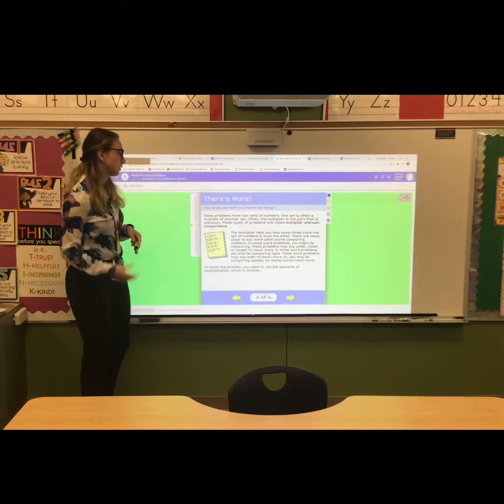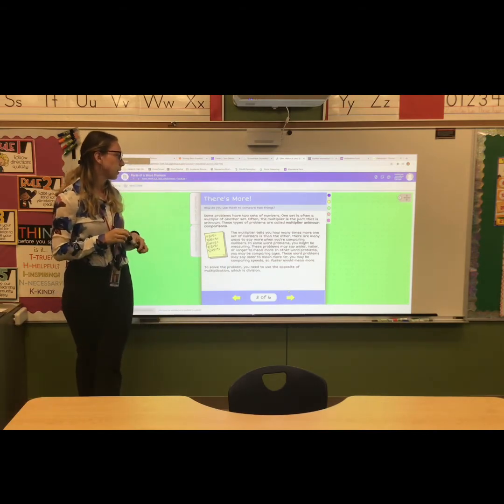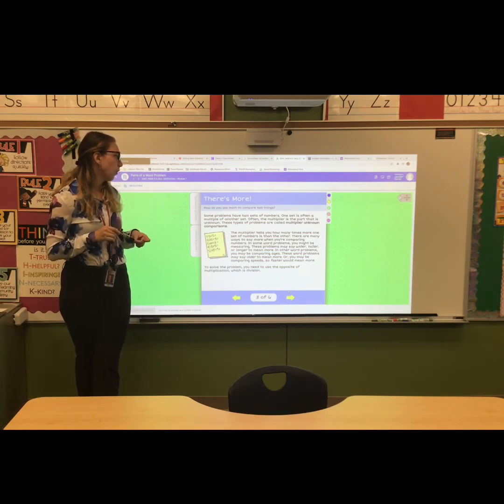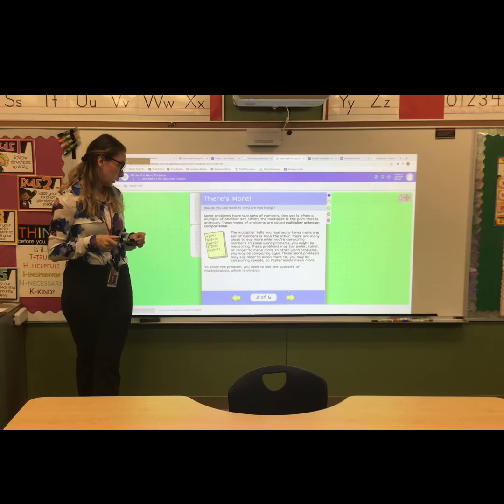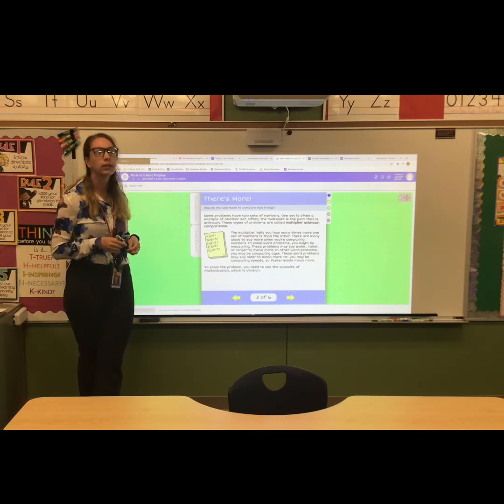How do you use math to compare two things? Some problems have 2 sets of numbers. One set is often a multiple of the other set. Often the multiplier is the part that is unknown. These types of problems are called multiplier unknown comparisons. Whoa, that was a lot.